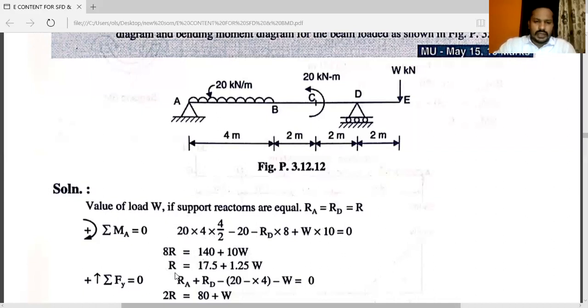After that, you can take R is equal to 17.5 plus 1.25W. That will be the equation. In terms of W, you will get the value of R. It's a very important equation. Here two unknowns. First one is R and another one is W.